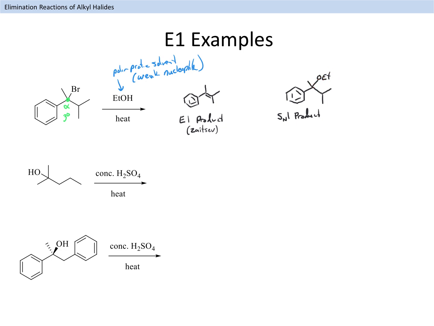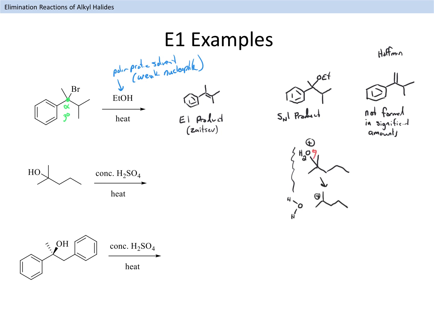It isn't important to try and predict which one is major or minor, but it is important to know that both can form. Notice I did not include the Hofmann product. That was intentional, as Hofmann elimination products are not generally observed when E1 conditions are used. Next, we have a reaction involving a tertiary alcohol with concentrated sulfuric acid and heat. In this example, the alcohol undergoes protonation by the strong acid, converting the hydroxyl group into a good leaving group, water. This leads to the formation of a carbocation intermediate.